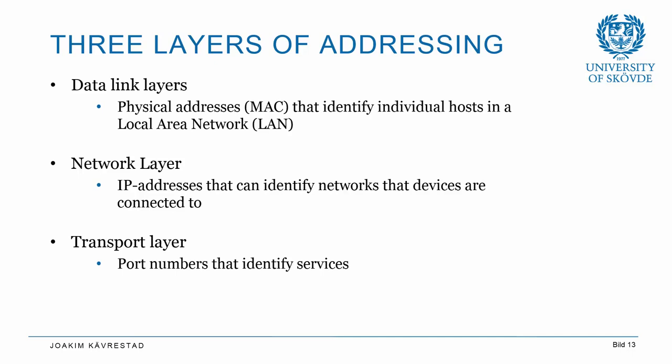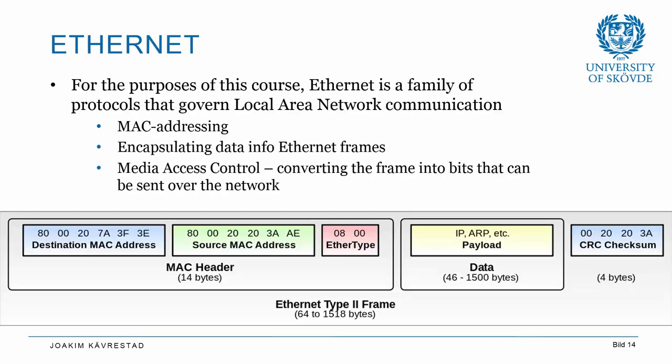But then when we want to communicate from our network to another network, we need a layer 3 address, or a network layer address. And that's the IP address. IP addresses can identify networks that devices are connected to. And then finally, we have the third layer of addresses, which is the transport layer, or layer 4 addresses, and those are port numbers that identify services. So let's start with talking a little bit about Ethernet and layer 2 MAC addresses.